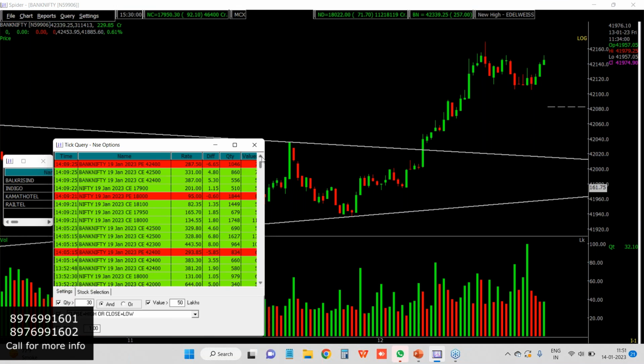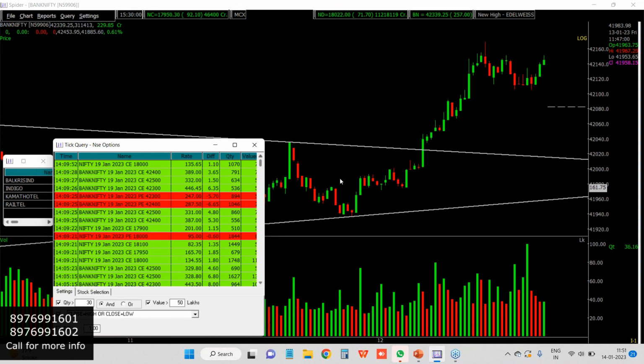What you can do is, again, I'm telling you, run the action replay of yesterday's or the day before yesterday's data and just select this condition, close equal to high or close equal to low. And you have to select the bulk trading as well. But quantity change and the value should be more than 50.